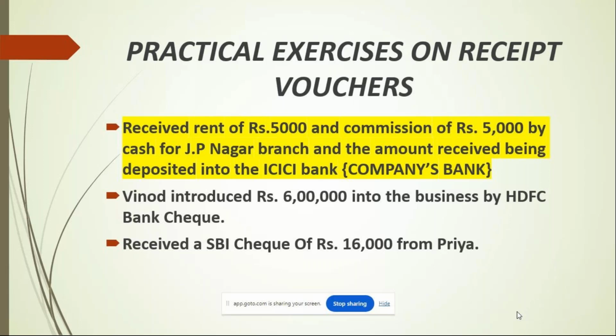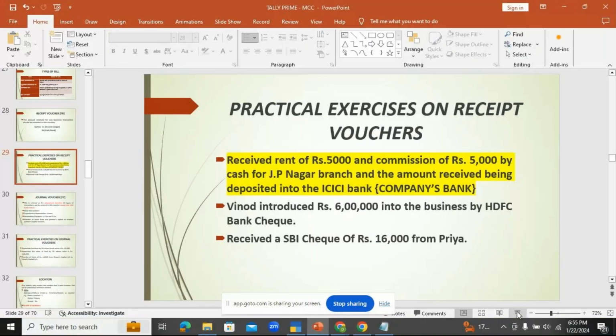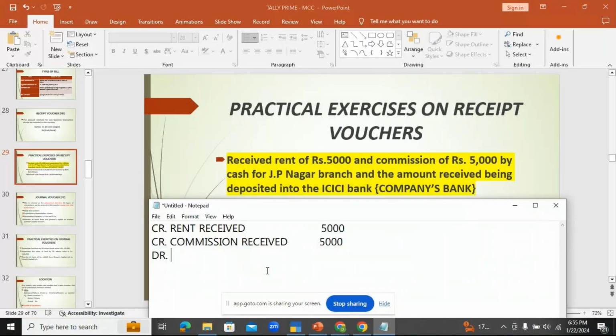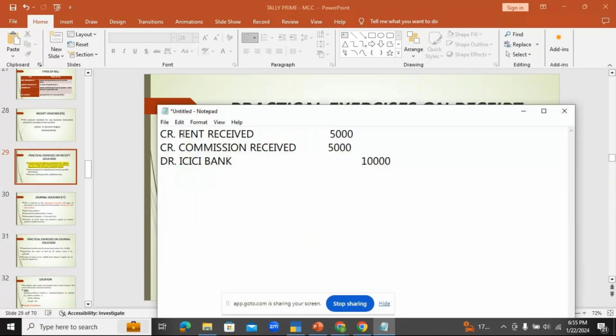You will see here. Let me complete the entry. It should be ICICI. This is how your transaction should be reflected in your receipt voucher. Your credit aspect should be credit rent received 5, commission received 5, deposited totally 10,000 into the ICICI Bank. Where do I give clarity that I have received it in cash form? Let's see in the Tally software.